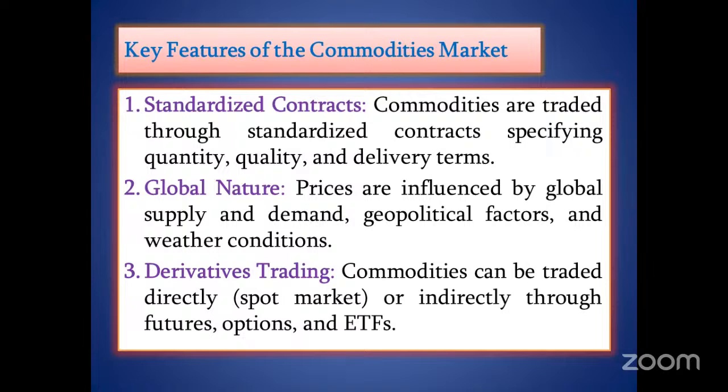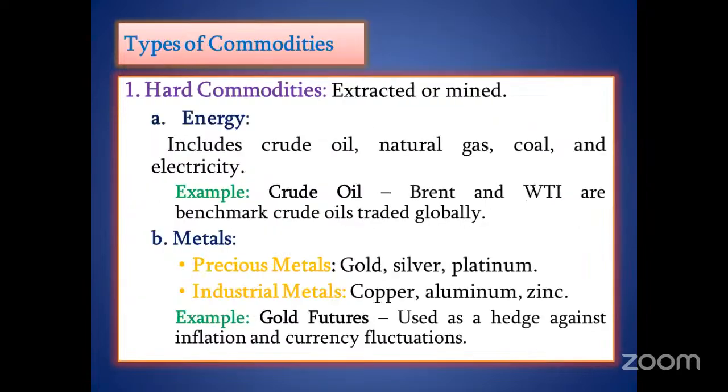And derivatives trading. Commodities can be traded directly, that is in a spot market, or indirectly through futures, options, and ETFs. So derivatives are traded in two ways: directly in a spot market, or else indirectly, through futures, options, and ETFs. And what are the types of commodities?